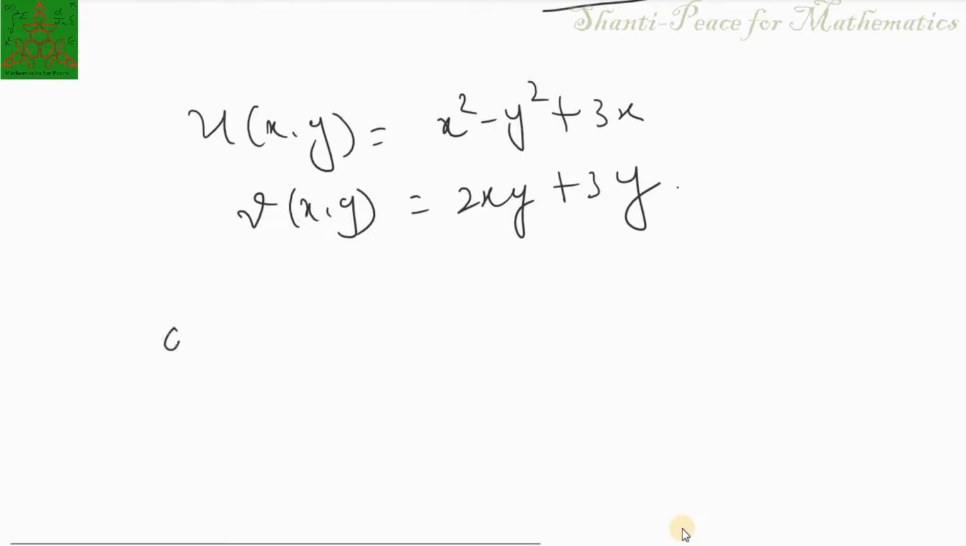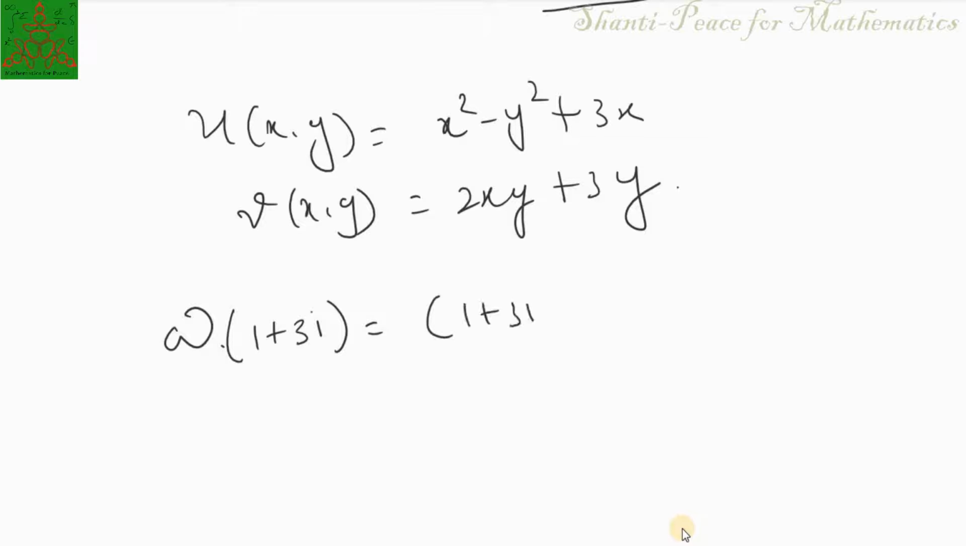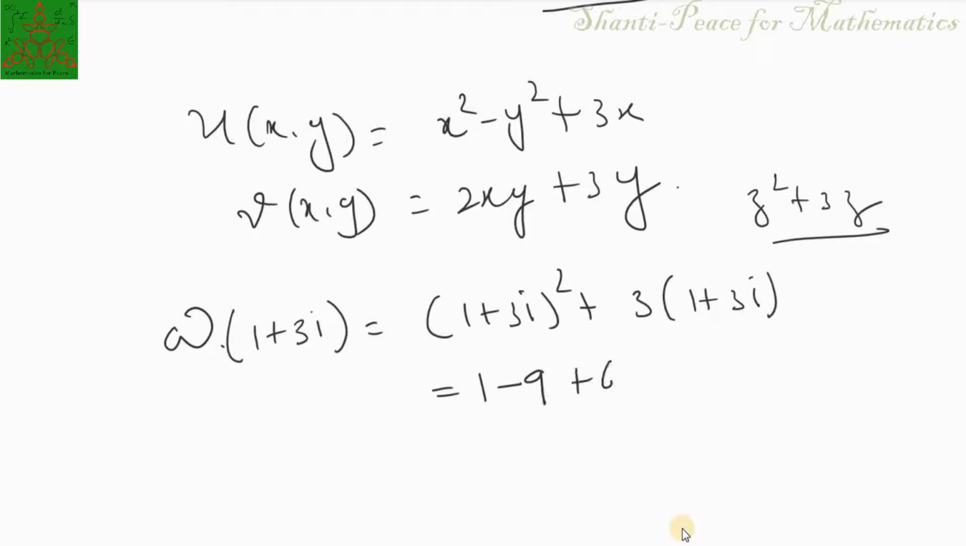So what will be the w at 1 plus 3i? That is (1 plus 3i) square plus 3 into (1 plus 3i), that is the function. z square plus 3z was the function. So if you simplify this, this is 1 minus 9 plus 6i, because (1 plus 3i) square is 1 square plus (3i) square, which is minus 9, plus 2 into a into b, so that is 1 into 3i, so it is 6i, plus 3 plus 9i if you multiply this 3 inside the bracket.